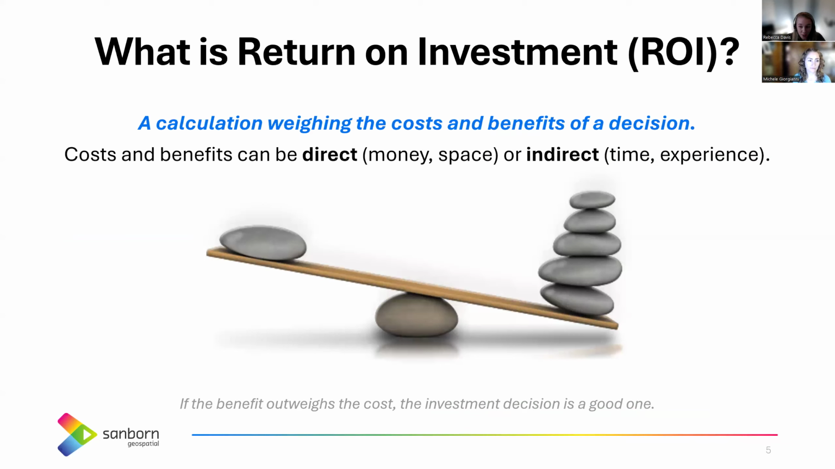So what is return on investment, or ROI for short? You'll hear us use that acronym a lot. ROI is basically a calculation that weighs the costs and the benefits of a decision. The costs and benefits can be direct, like money and space, or indirect, like time and experience. A true ROI is quantitative, a measure of those costs and benefits. The ROI analysis can be applied to a specific initiative or program. We're going to be focused on the GIS side of things, so whether it's a GIS program or a GIS platform that your community is using, that's the focus, as well as different things that can go along with that, such as imagery studies.